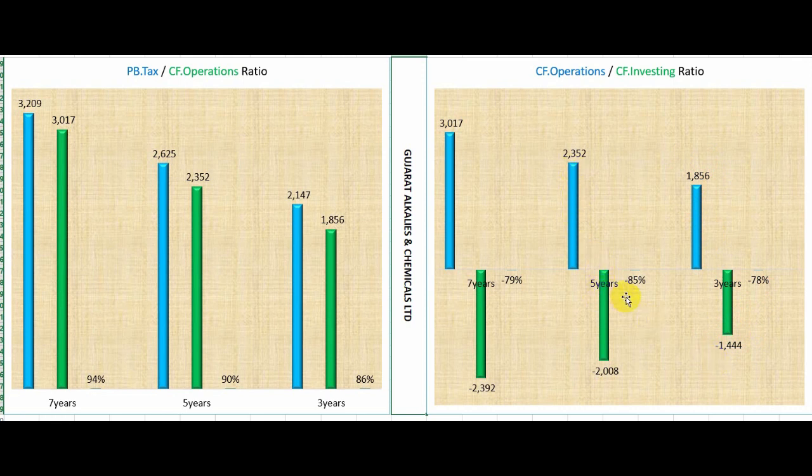In the last 5 years, the percentage was around 85%, and in the last 7 years, the company's total profit was 3000 crores and 2392 was invested back into the assets and the other activity. So that's 79% of the cash earned in the last 7 years that was invested in the investing activity. As I mentioned earlier, we don't want this value to exceed 100%, meaning more investment should not be done than what the company is earning by way of cash.